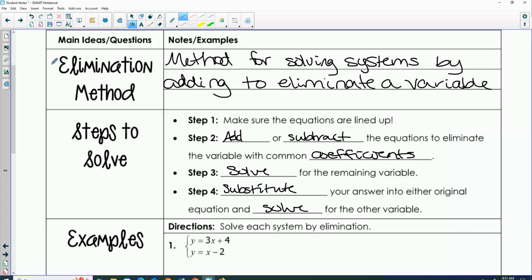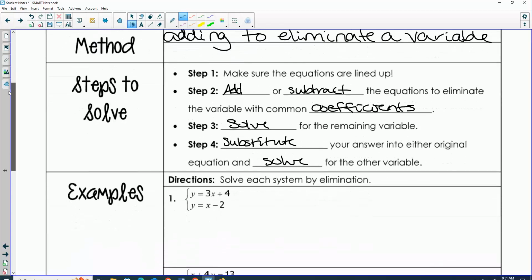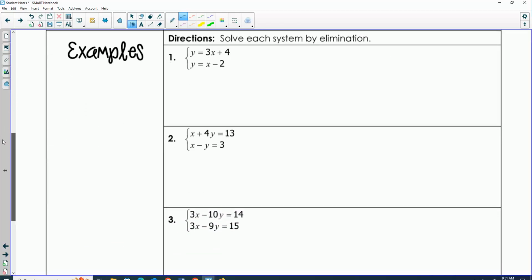All right. So let's look at a problem. If I want to solve these by elimination, if I just add my equations together right now, will anything cancel out? Y plus y is 2y, 3x plus x is 4x. Nothing cancels, does it? But if you notice these y's, they both have a coefficient of 1.